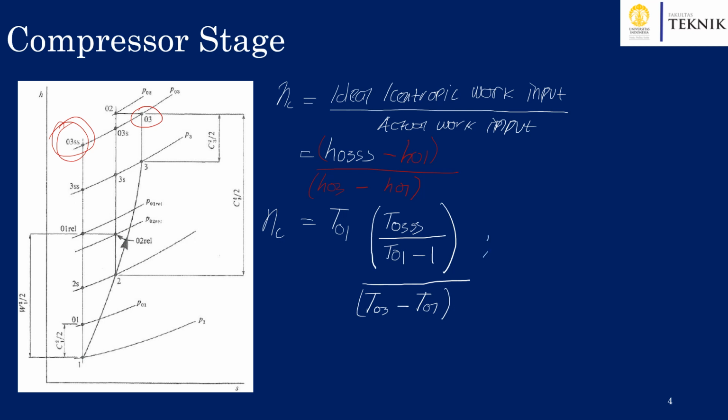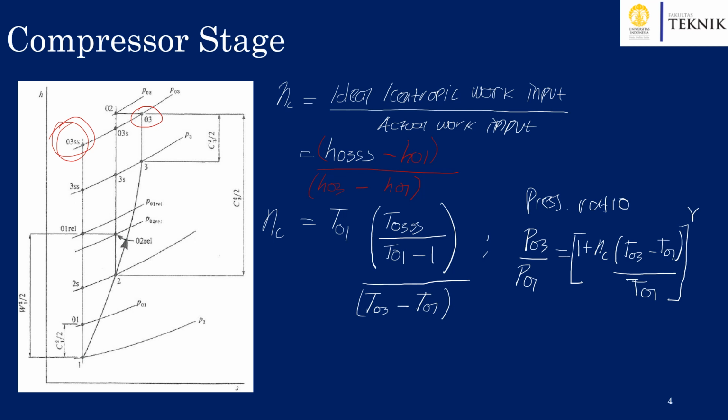Or we can also, from this point, get the pressure ratio between the rotor inlet and stator outlet, as a function of PO3 divided by PO1 equal to 1 plus the isentropic efficiency multiplied by the temperature at the outlet of the stator minus the temperature at the inlet of the rotor, divided by the temperature at the inlet of the rotor. And all of this is to the power of gamma per gamma minus 1. So gamma is a function of Cp and Cv, the specific heats at constant pressure and volume.